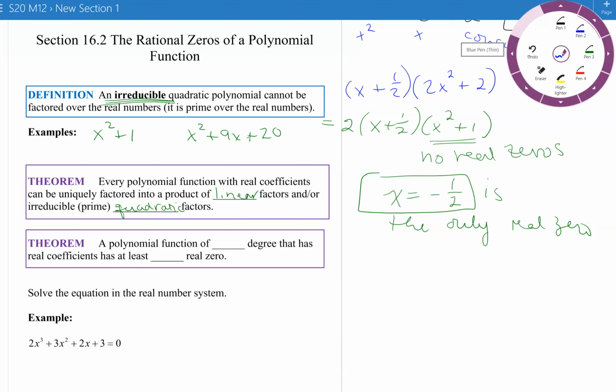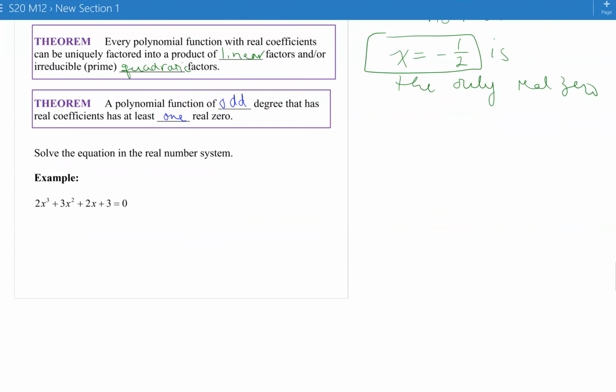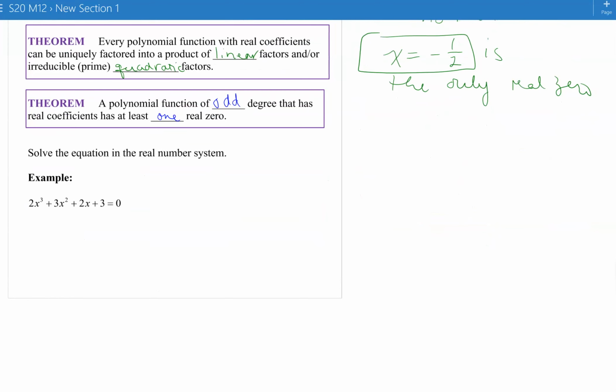So a polynomial function of odd degree, if you think about this, it has to have at least one real zero because any complex zeros are going to come in conjugate pairs. Okay, so let's do one more example. Solve this equation. Oh, so now we're not being asked to just factor, we're being asked to solve the equation.